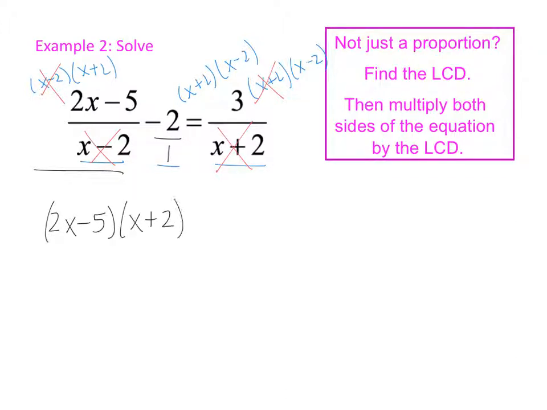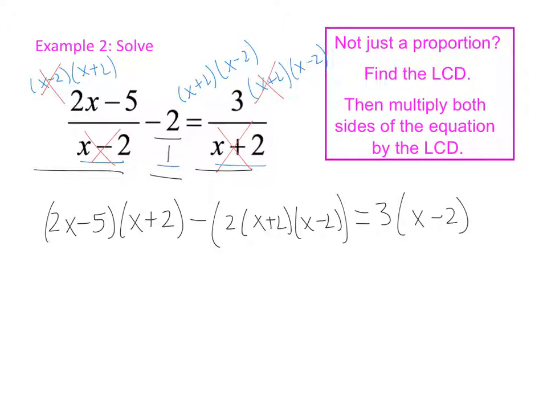And I'll worry about simplifying that in a moment. Here on this other rational expression, I have 2 times the quantity x plus 2, x minus 2, and I need to be careful and keep that all in parentheses. And then that equals this third rational expression, which in the numerator says 3 times x minus 2.